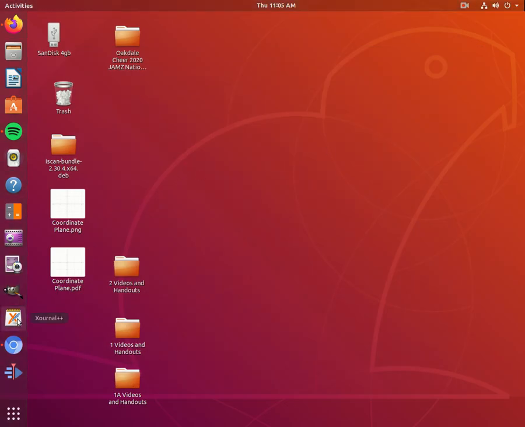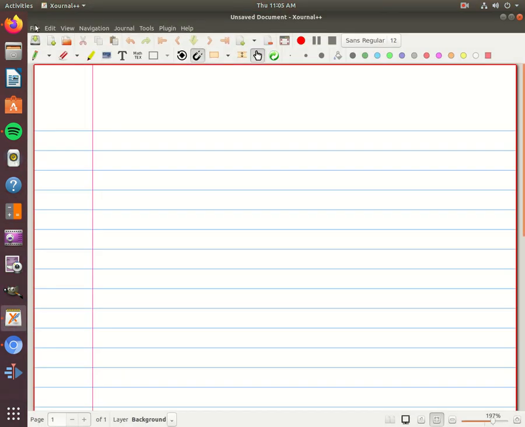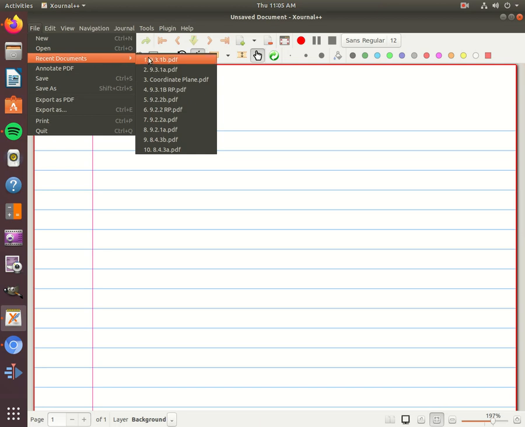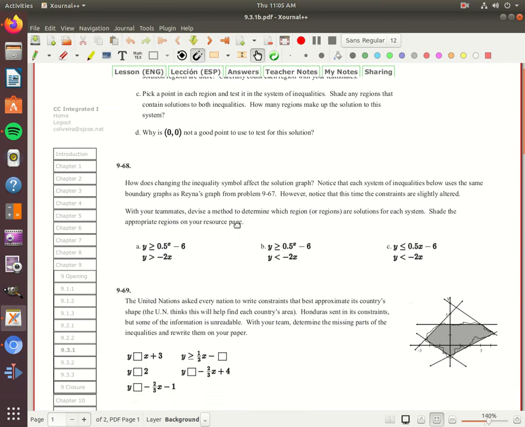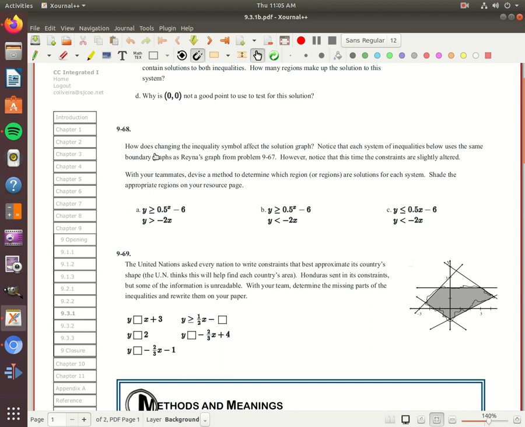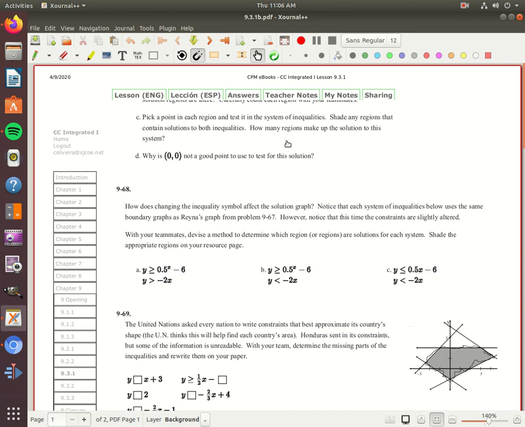Not letting me jump to 913B. It was just going to 913A again. So if I go to 913B, it says, how does changing the inequality symbol affect its solution? Notice that each system below uses the same boundary set as Reyna's graph from 967. However, notice that this time the constraints are slightly altered. So greater than or equal to, greater than or equal to, less than or equal to, greater than, less than, less than. So they've sort of changed some stuff up from problem 967.